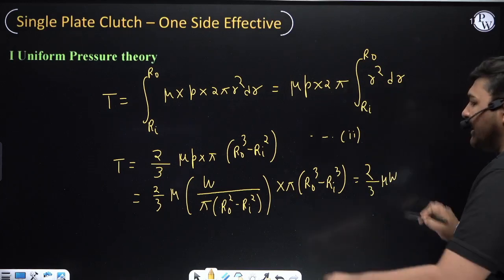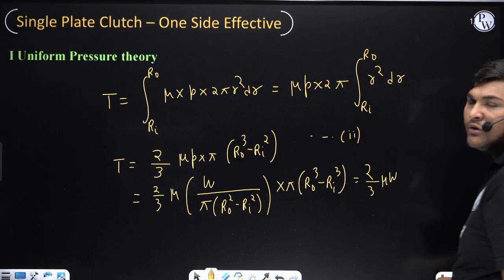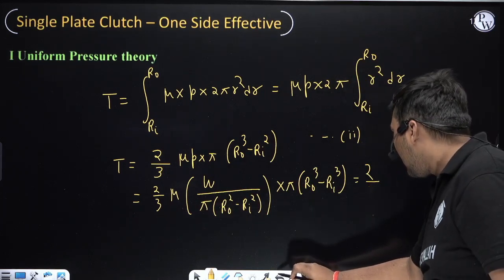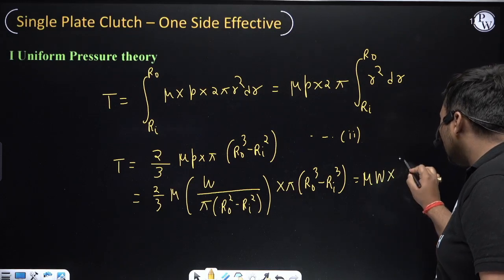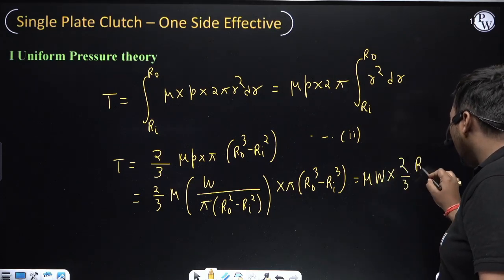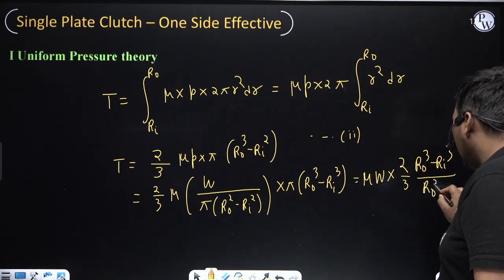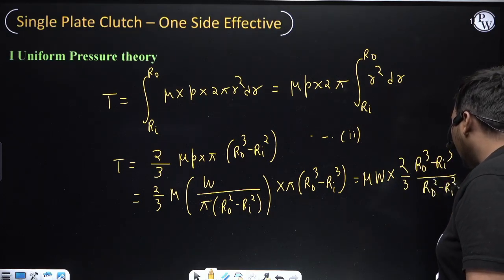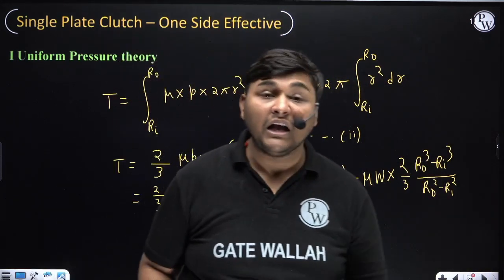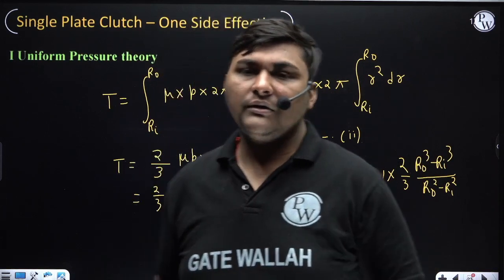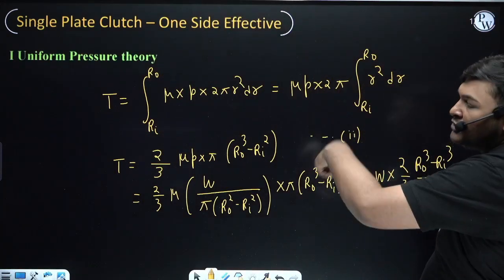Now it is the mathematical part. If you simplify this, the pi will get cancelled. And this term will become, I am writing it in this manner, mu W into 2 by 3 R naught cube minus Ri cube upon R naught square minus Ri square. You can check the calculation, but it will come like this. So it is the expression of torque transmitted by the clutch for uniform pressure theory. If you want, you can remember this formula. Otherwise, you can derive it through integration.